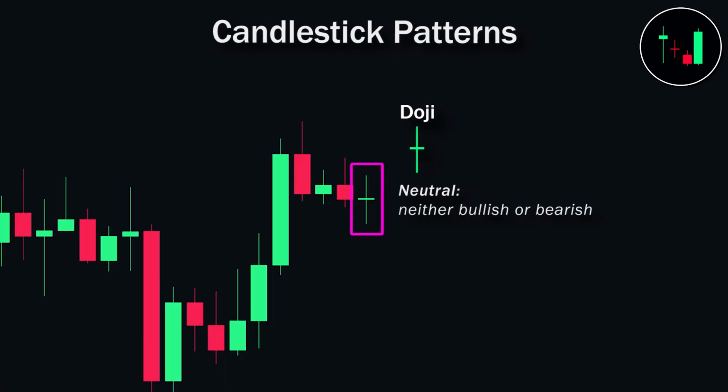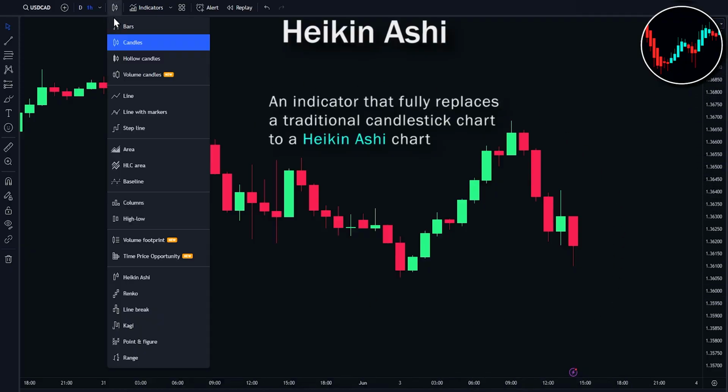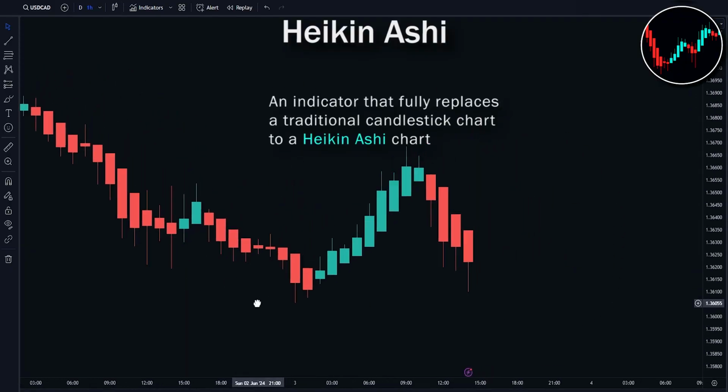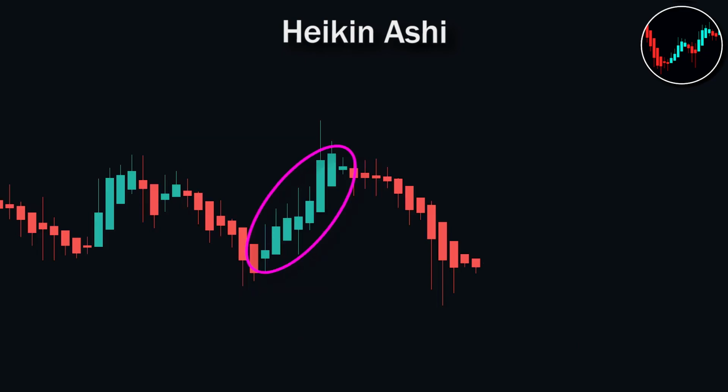Heikin Ashi. It is an indicator that fully replaces a traditional candlestick chart to a Heikin Ashi chart. When applied, it tends to give less noise than a traditional candlestick. A green Heikin Ashi candle signals that the price is on an uptrend, and a red Heikin Ashi candle signals that the price is on a downtrend.